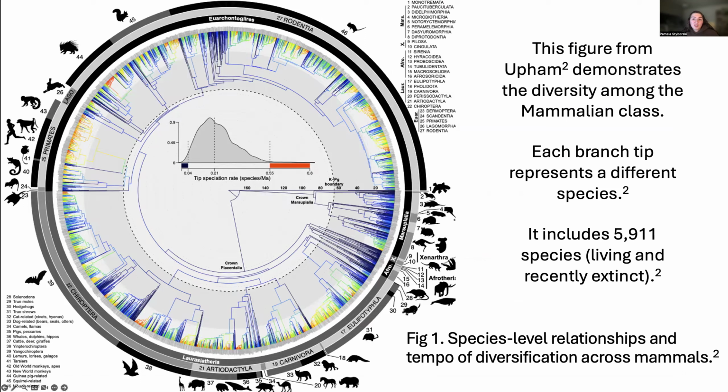This figure is from the article and it demonstrates the diversity among the mammalian class. Each branch tip, each colored line, represents a different species. It includes 5,911 species, both living and extinct. And this is specifically figure 1 from that article.